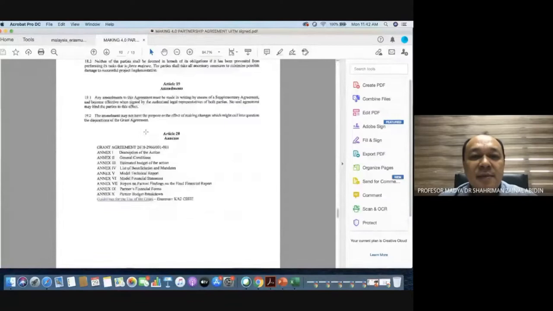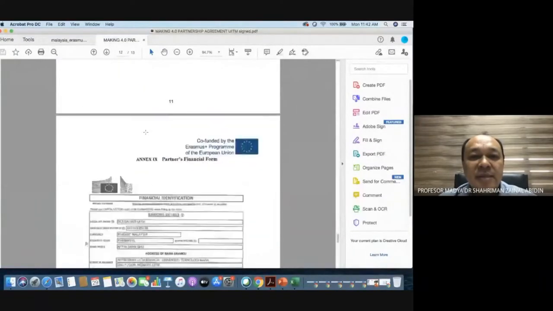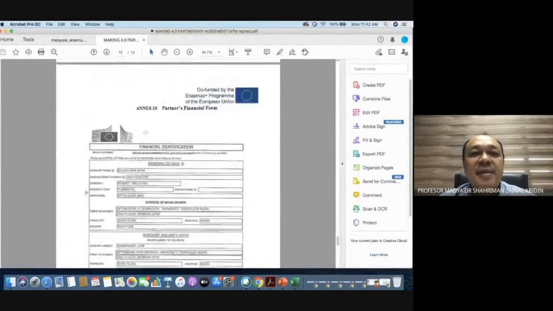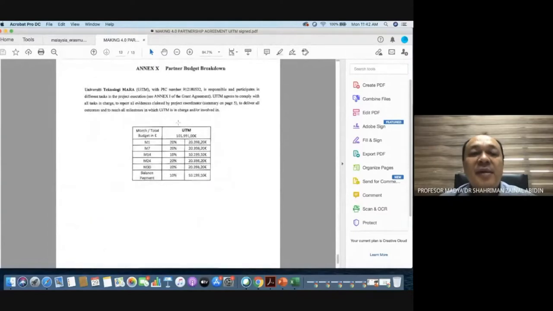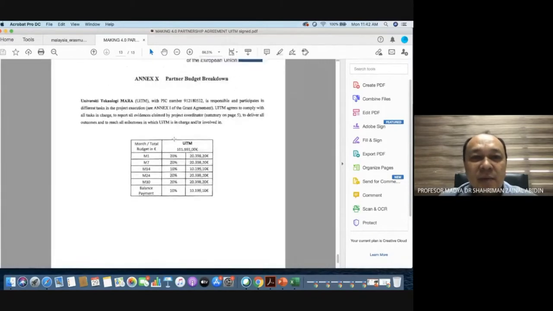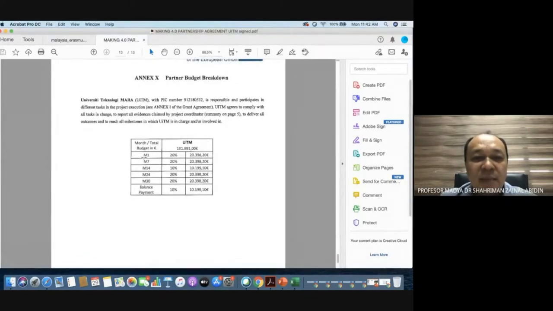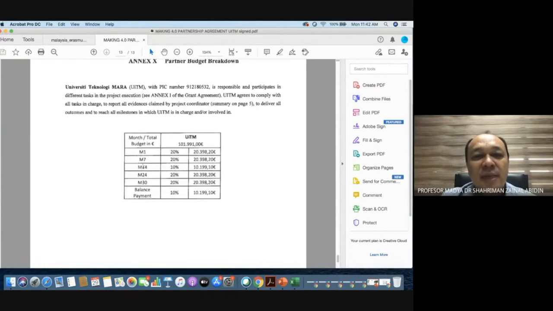And then from there we spell out the bank identification. And then we spell out how we divided the funding. So this is the breakdown of the budget. We get the budget based upon a work package and every 6 months on the project punya performance. And then they will not give you lump sum. They will give you on stages. So if you not perform, then they stop the sending funding.